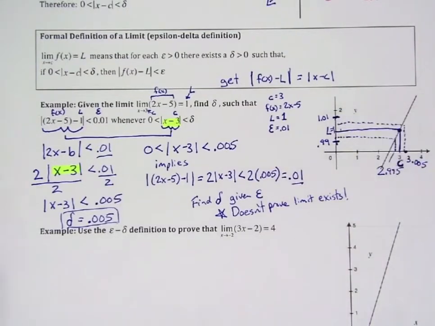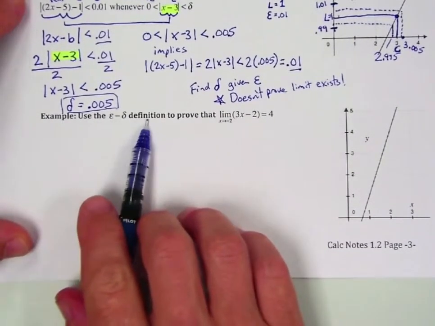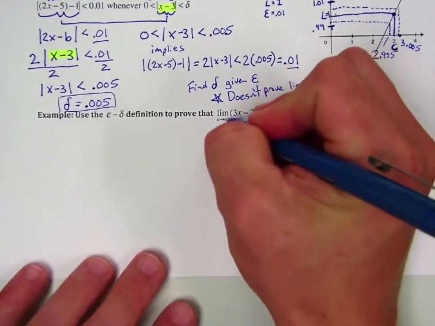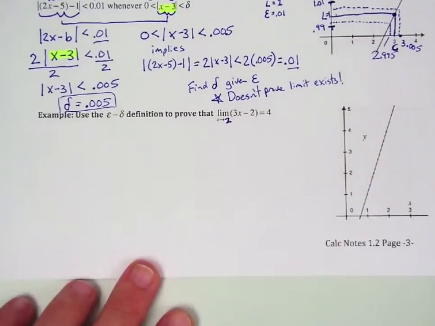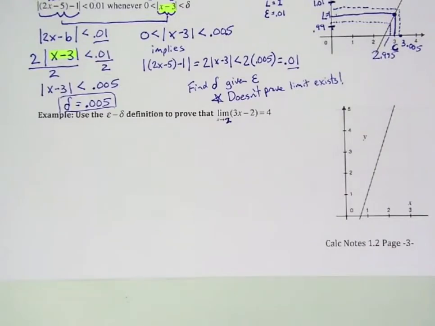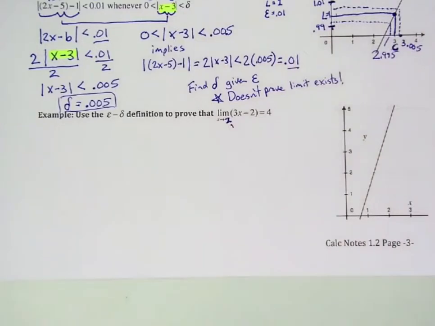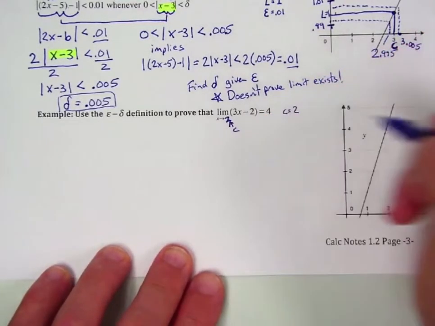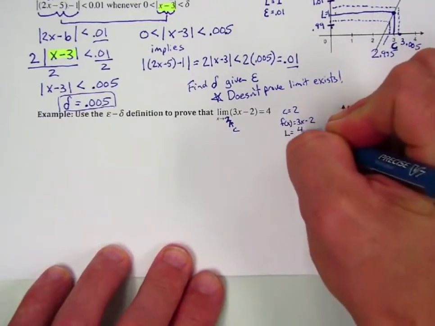So when we're trying to prove it, your example is going to look like this. It's going to say use the epsilon delta definition to prove that the limit as x goes to 2 of the function 3x minus 2 equals 4. So we're going to prove here that the limit equals 4. So again, just a couple things. Go ahead and find your C, your f of x, and your L. So I get C equals 2, f of x is 3x minus 2, and L equals 4.